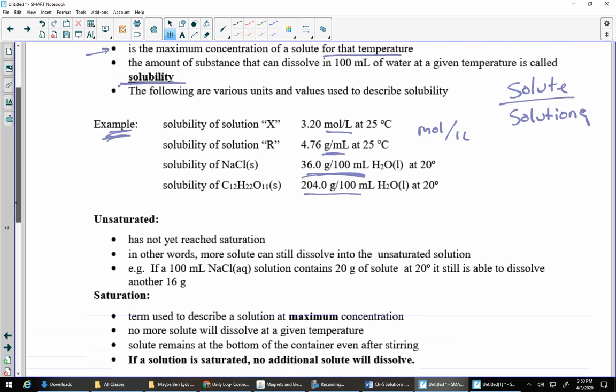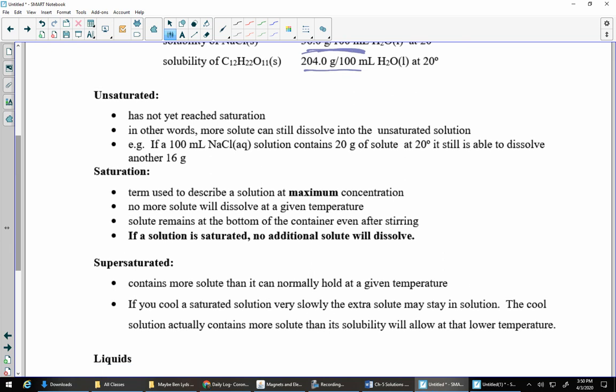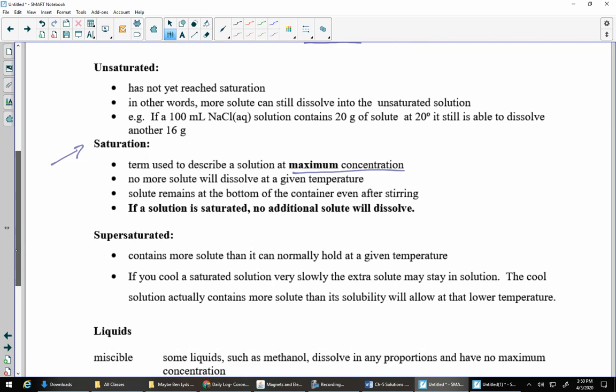Some definitions, and I'm sure you've heard these before. Unsaturated means it has not yet reached saturation. Saturation, so we have to go down here for our definition, is the maximum concentration. It's the point where you can no longer add any more solute. No more solute is going to dissolve. So unsaturated means you're just below that limit. Again, note that this is temperature dependent.